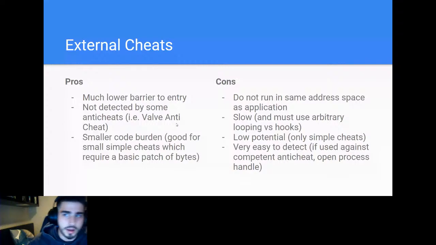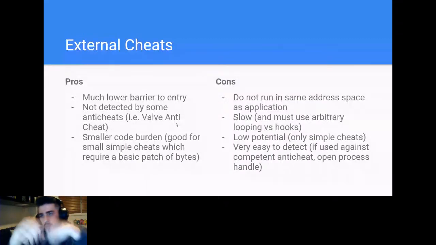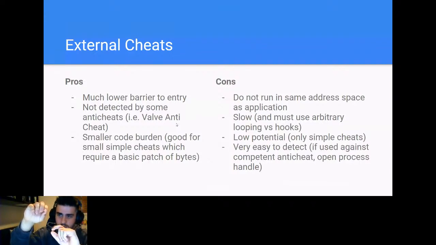Like if you have an update function that renders your content on the screen every 60 milliseconds, let's say, and every 60 milliseconds the game updates it. And before this update, you need to modify some sort of memory. You're going to have to arbitrarily loop and keep setting this memory independent of when the game is updating. And it's going to be really inefficient. Whereas if you're an internal cheat, you could hook it, so to speak, so that every time right before the game updates, you do your thing, and it's perfectly efficient.